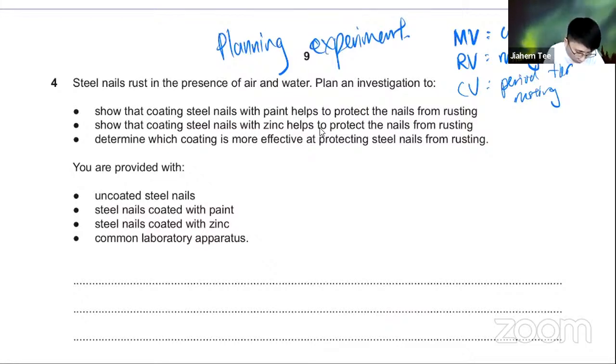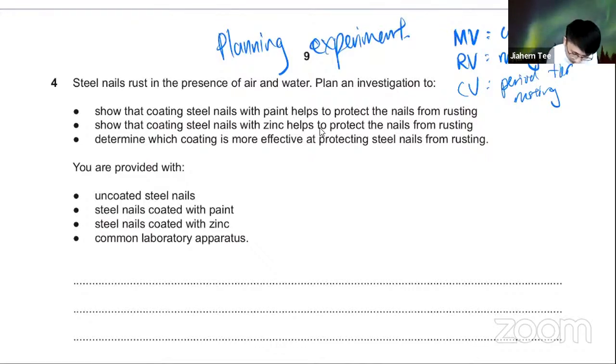Okay, so to observe your rusting, if you want a better result, you can have a measurement, such as your weight, your mass measurement. Measure the weight of the iron nail before and after rusting. Then you know who gives you more rust, who gives you less rust. If not, you can just observe it. Just look at the iron nail.